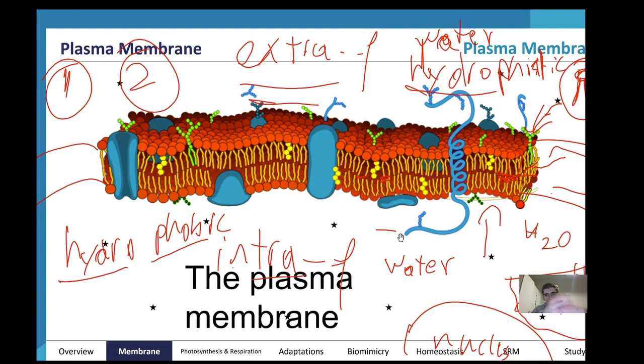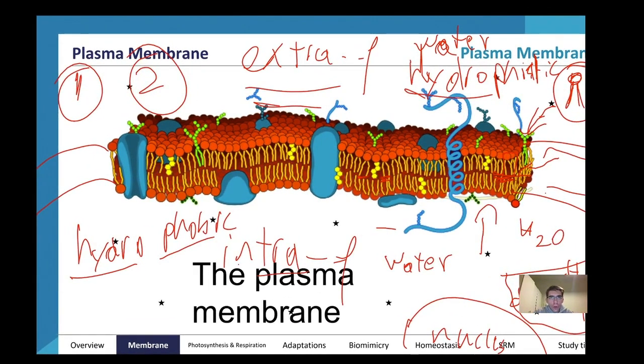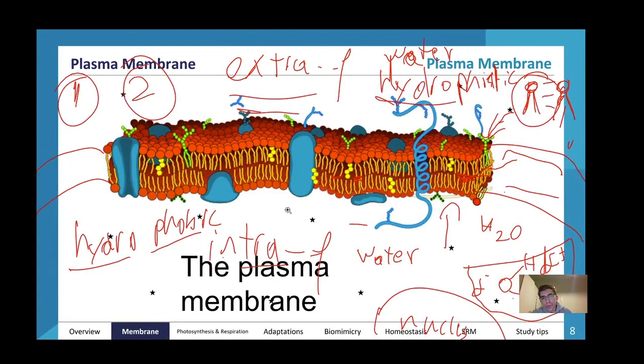A lot of these protein channels, carrier proteins, they aid in what we call facilitated diffusion or active transport. Now, facilitated diffusion and active transport are two different things. They're not the same, but proteins help with both of those functions. Now, since we are on the topic of diffusion, let's cover how molecules go through this plasma membrane. How do they go through this plasma membrane? Well, they go through this plasma membrane through what we call active or passive transport.